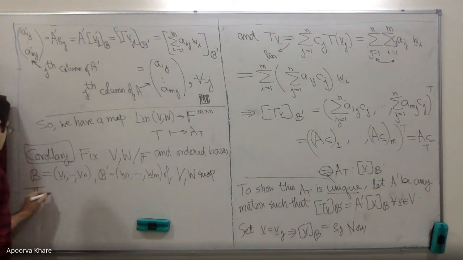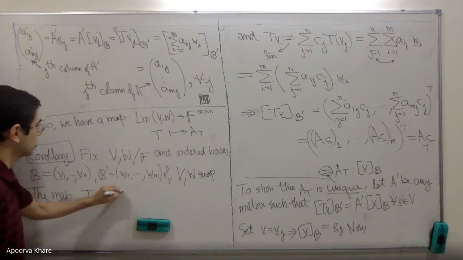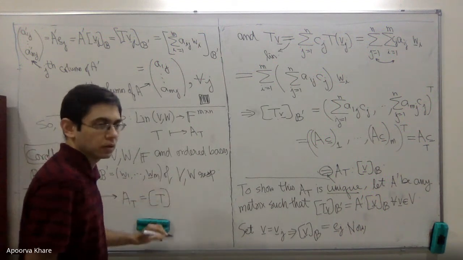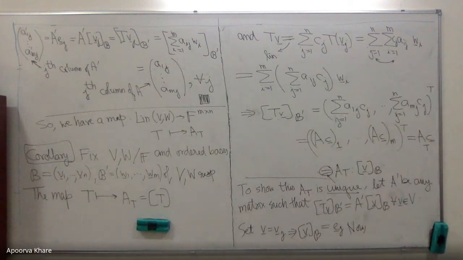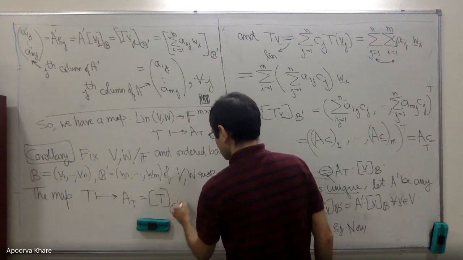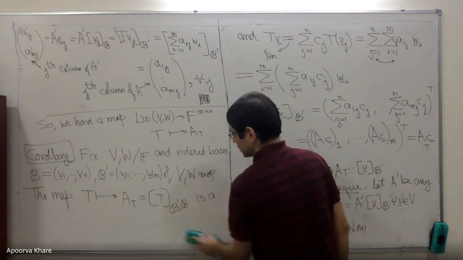The map T goes to AT, which is just T in those bases, B prime comma B, is a linear isomorphism.